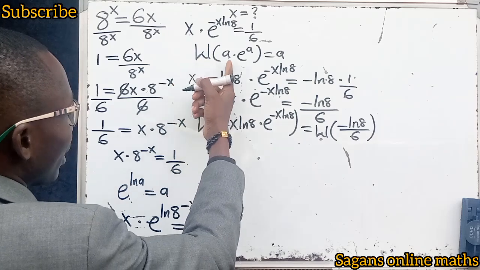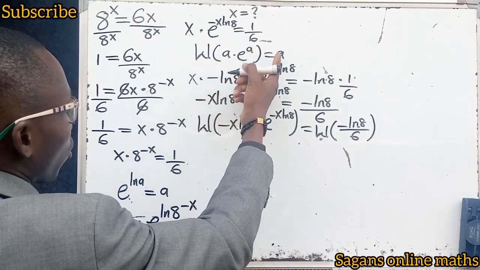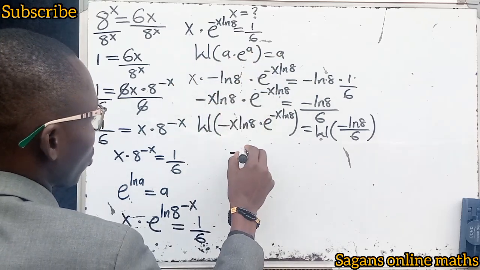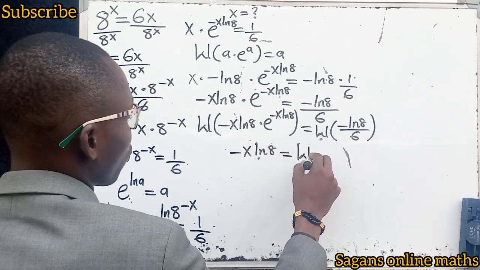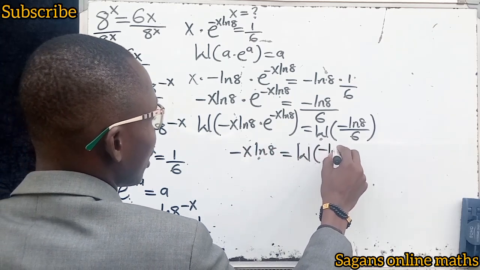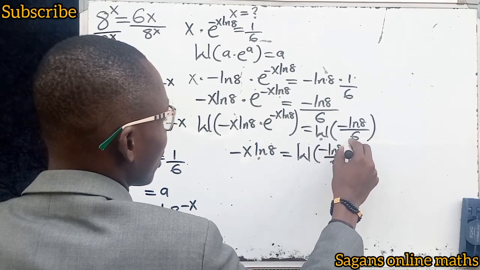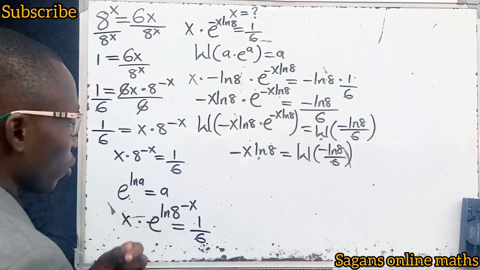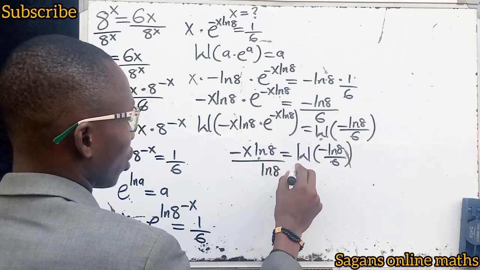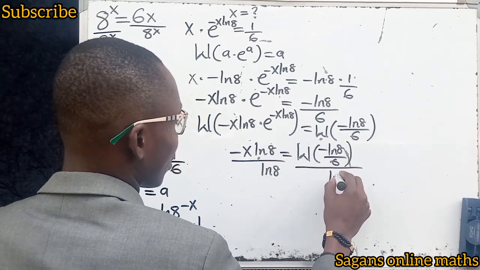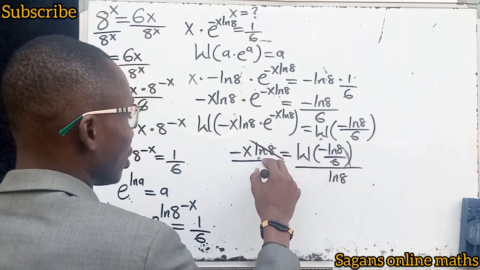Remember that the Lambert function of a multiplied by e raised to the power of a is equal to a. That means the outcome of this is just minus x ln 8 equals the Lambert function of minus ln 8 divided by 6. Now let's divide both sides by ln 8. So if we divide here by ln 8, we also divide the whole of this by ln 8. Now this will cancel out this, we all agree.